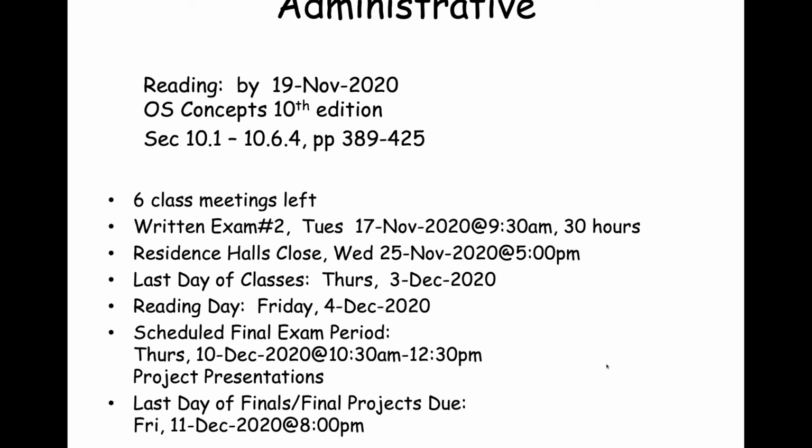The residence halls will be closing this Wednesday, the 25th. That's the day before Thanksgiving at 5 p.m. If you are physically on campus, please make sure you are paying attention to that key milestone.